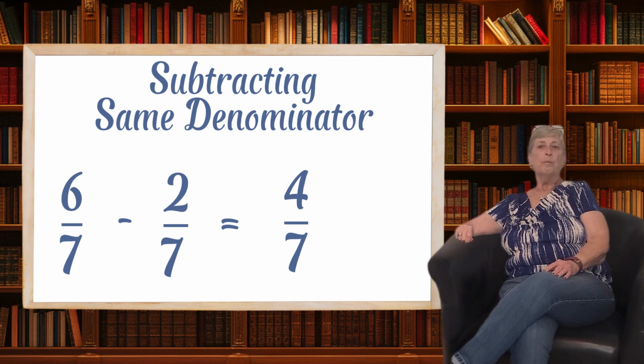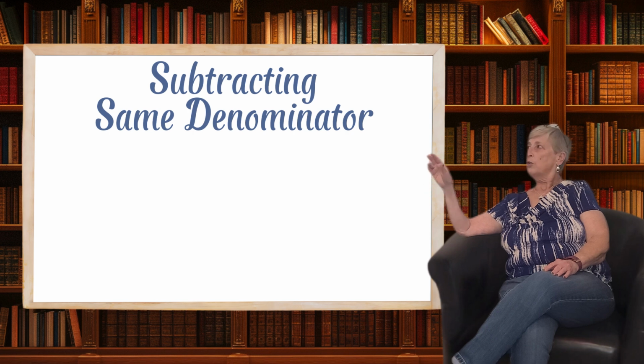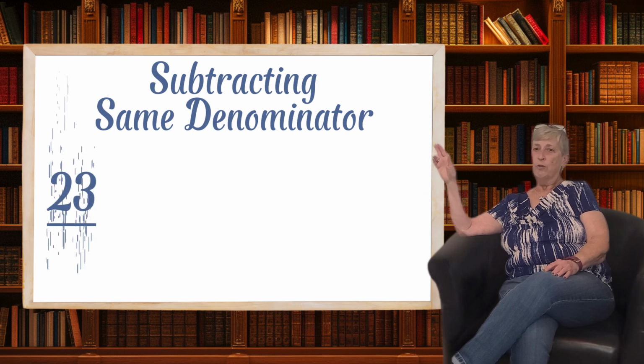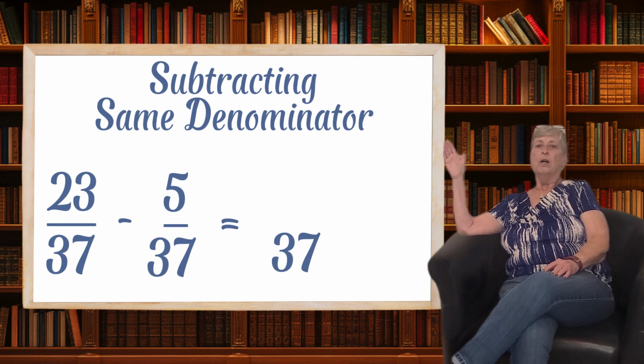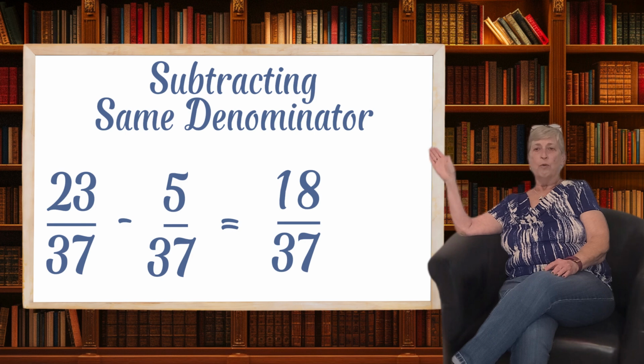Okay, let's look at an example with some slightly larger numbers. Let's try 23/37 minus 5/37. Again, check the denominator. It's the same. They're both 37. It doesn't matter that it's a bigger number as long as they're the same number. So all we have to do is say 23 minus 5, which would equal 18. So our answer would be 18/37.